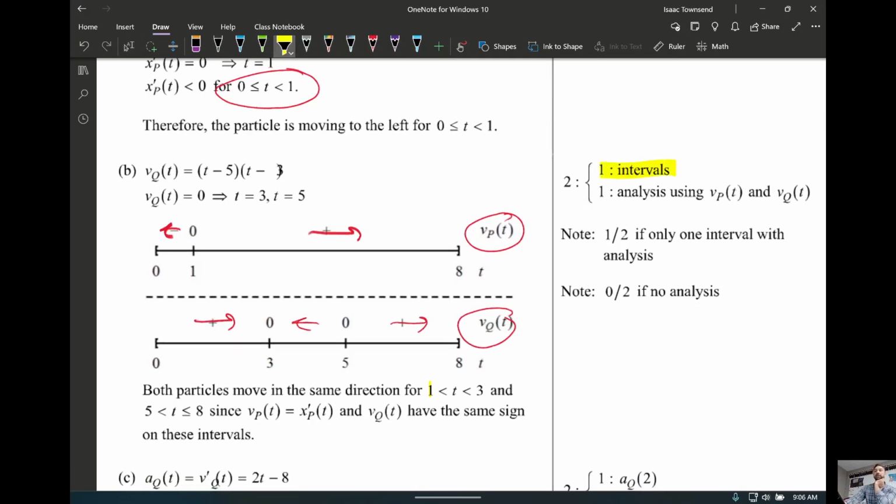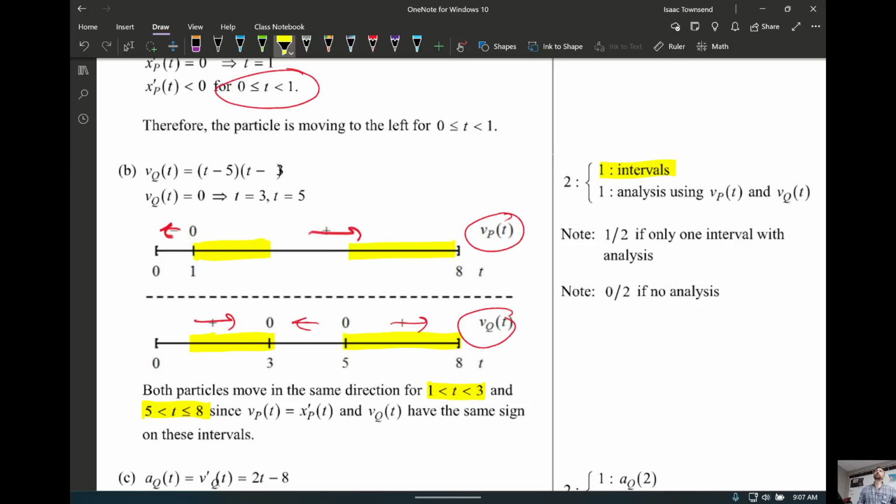But it looks like 1 point came from the intervals, so you had to get that they're going in the same direction from 1 to 3 and 5 to 8. Again, if you're doing this in your head and you're not putting pencil to paper to organize your thoughts like they did, you're making the question way harder than it needs to be. Notice 1 to 3, they're both going to the right. 5 to 8, they're both going to the right. That's why those are the 2 times they were going in the same direction.